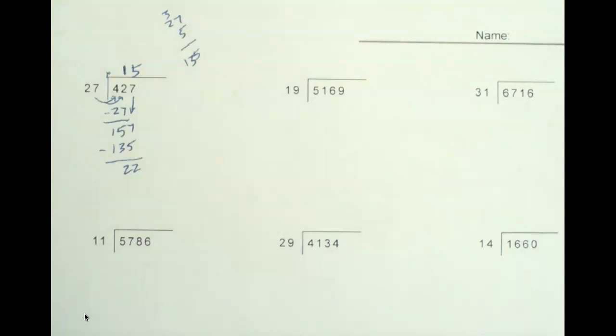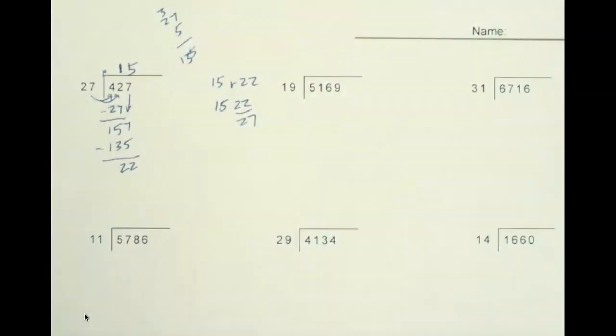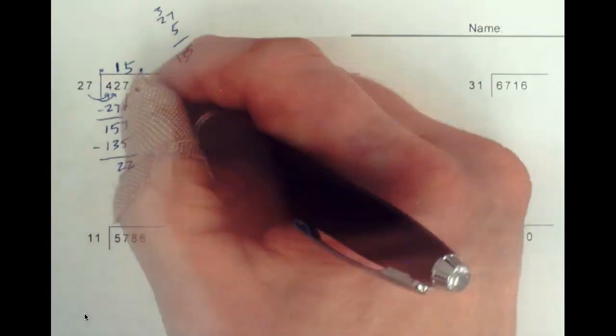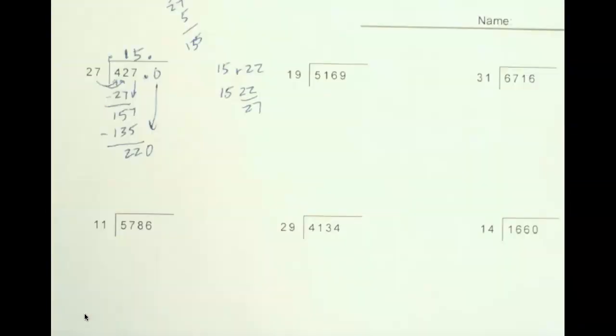All right, so you could stop and say that this is 15, remainder 22. That's really elementary. You could say that this is 15 and 22/27ths. But I challenge you to go just a little bit further. Put up a decimal, and now we can add as many zeros as we want. So I can put a 0 there, and I'm just going to bring that 0 down and make that 220.